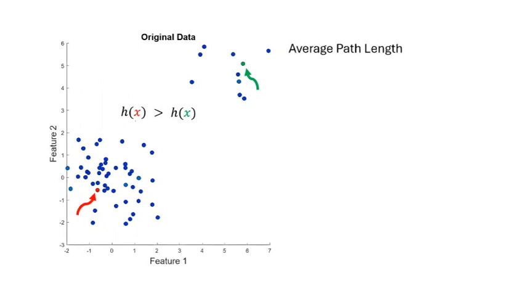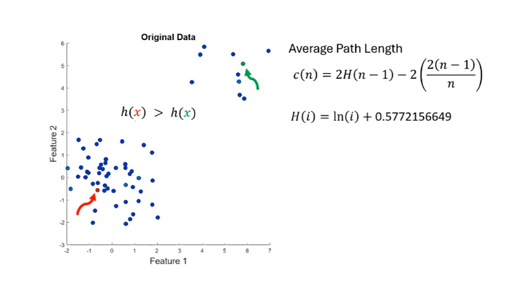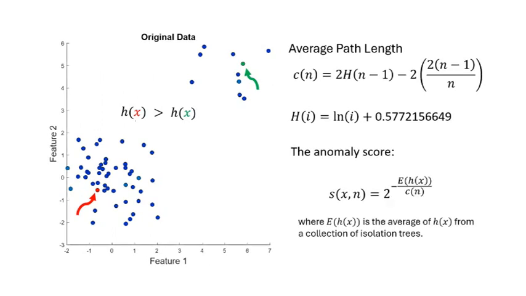Because the formation of trees, as we have seen here, has an equivalent structure to binary search trees, this method borrows from the definition of the average path length in binary search trees, which states that given a data set of n instances, the average path length is given by this expression, where H(i) is the harmonic number and it can be estimated by this term. As c(n) is the average of h(x) given n, we use it to normalize h(x). The anomaly score s of an instance x is defined as the following, where E(h(x)) is the average of h(x) from a collection of isolation trees.